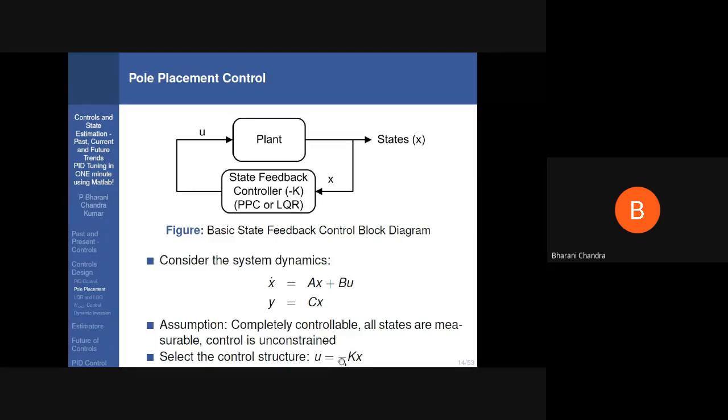And the structure here is u equals minus Kx. You can see that x is coming from here. That means all the states are available here. That means if I have 300 states, I need 300 sensors. And this is minus K. How to find this gain is of much importance. And then u is nothing but u equals minus Kx.